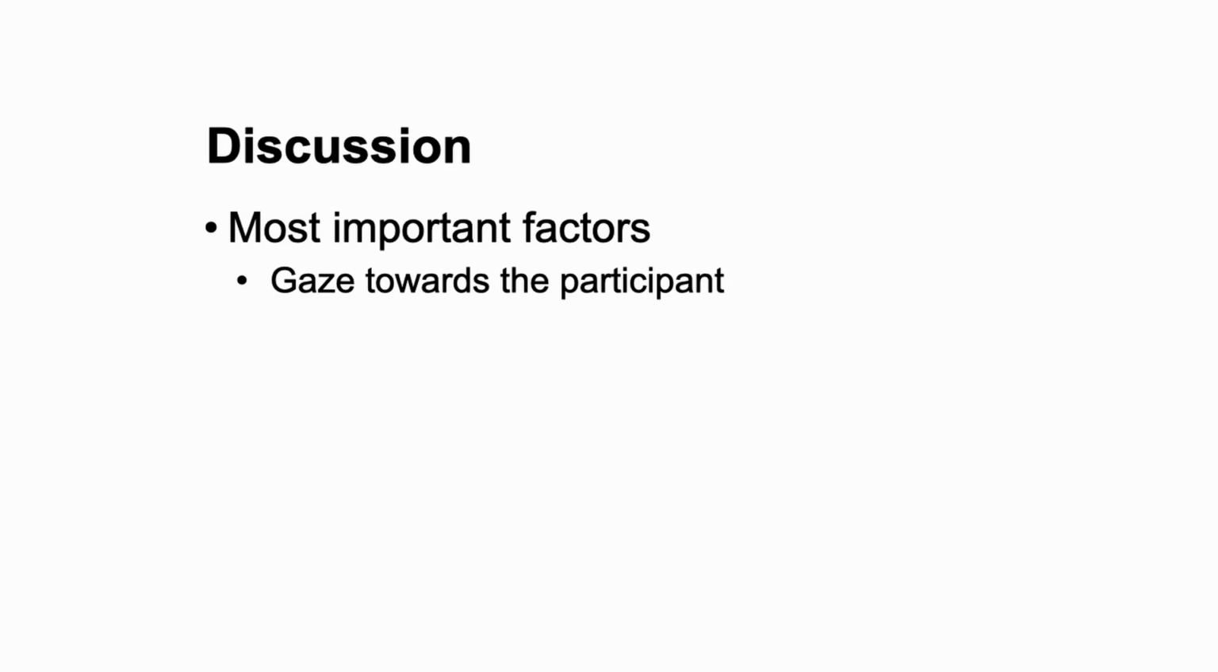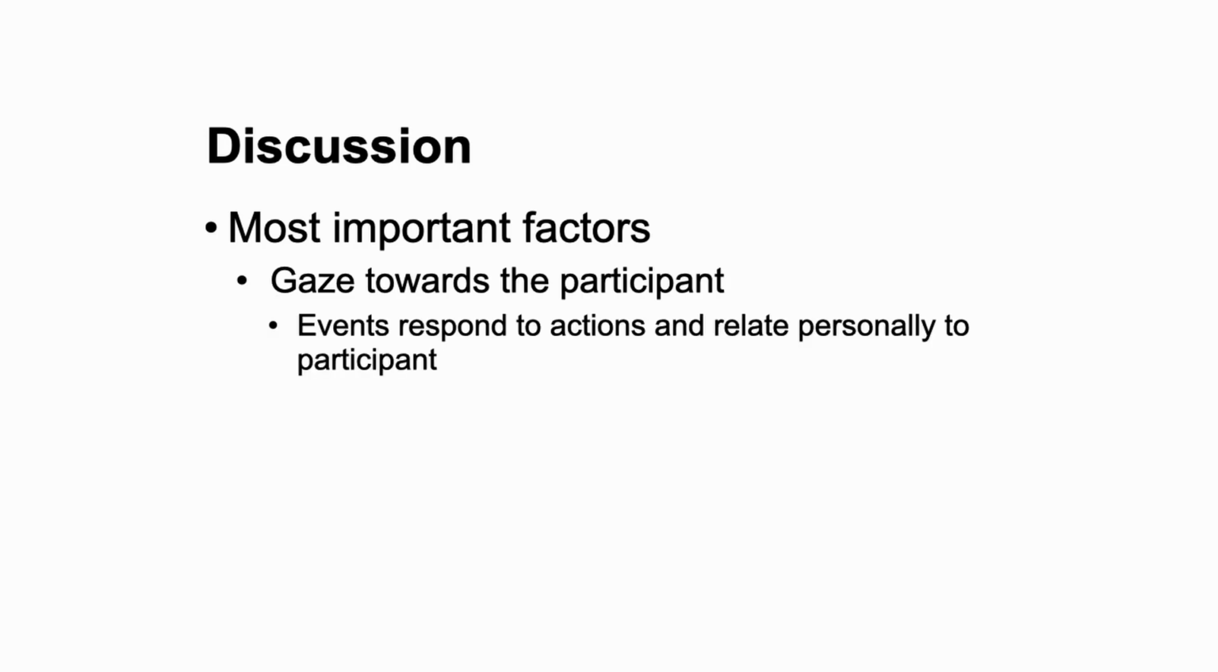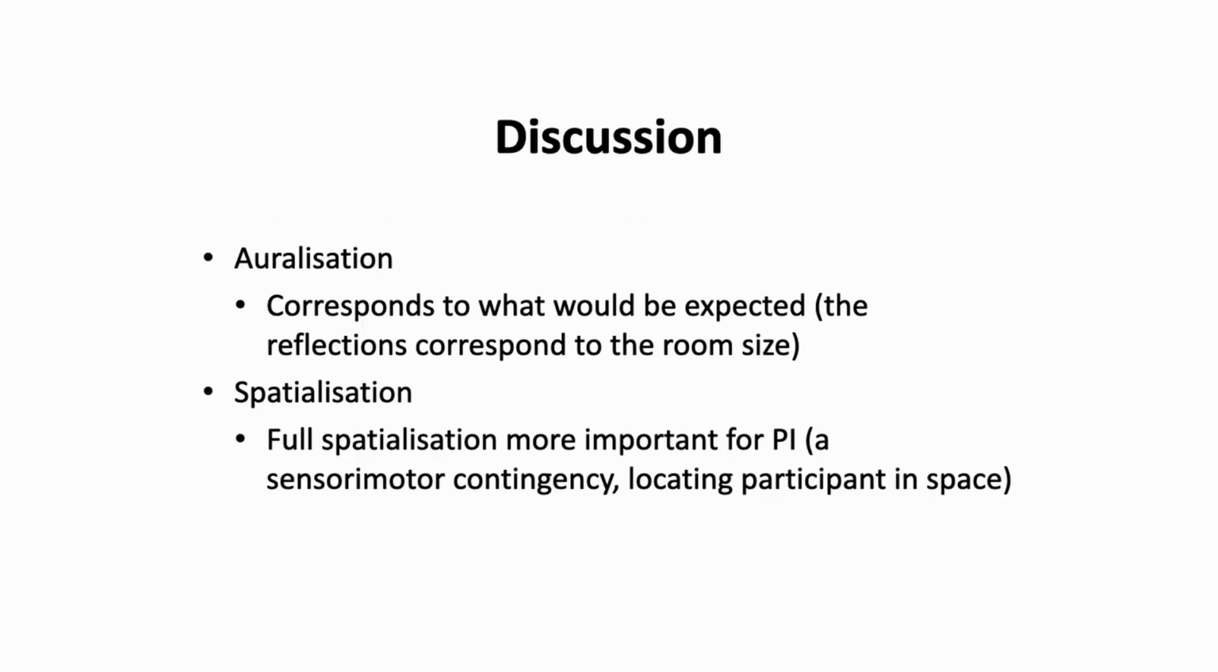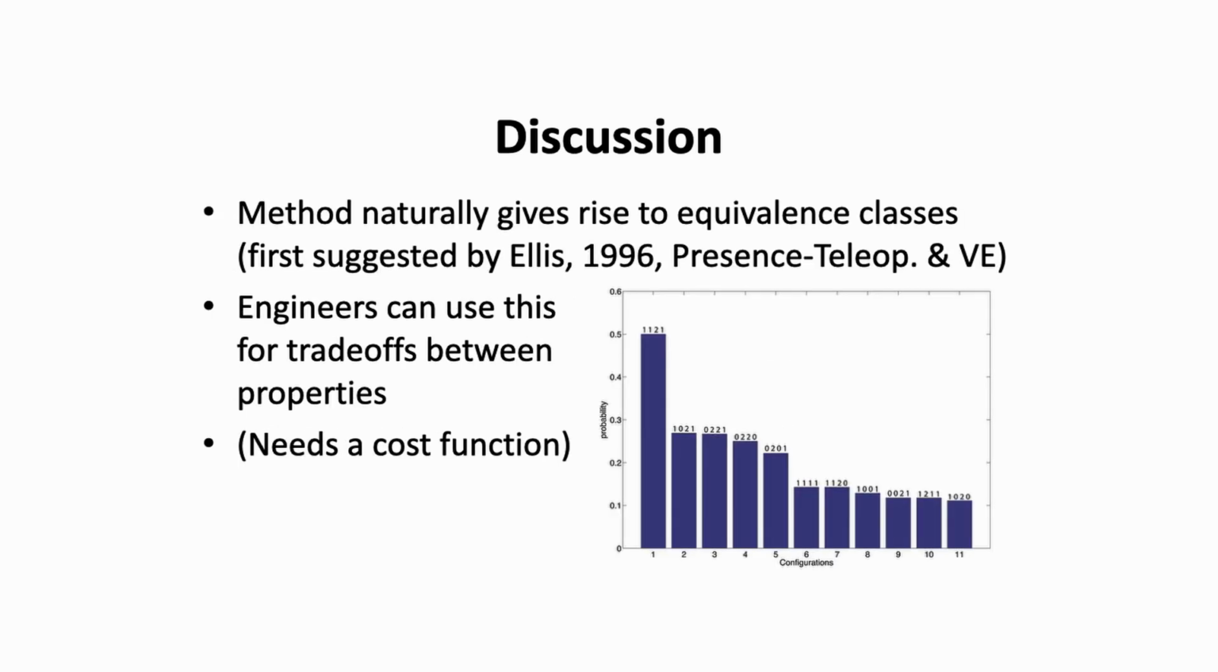So the most important factors are gaze towards the participant, and this fits with plausibility, that events and actions relate personally to the participant, and environment sounds from the outside, and that coheres with what would be expected with the open window, or in fact the open door to the outside. Oralization, though, corresponds to what would be expected. The reflections correspond to the room size, but spatialization is more important for place illusion. It's a sensory motor contingency that helps to locate the participant in space.